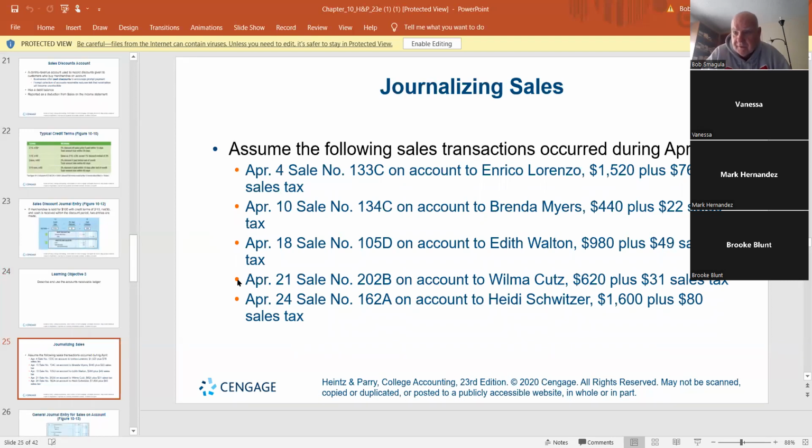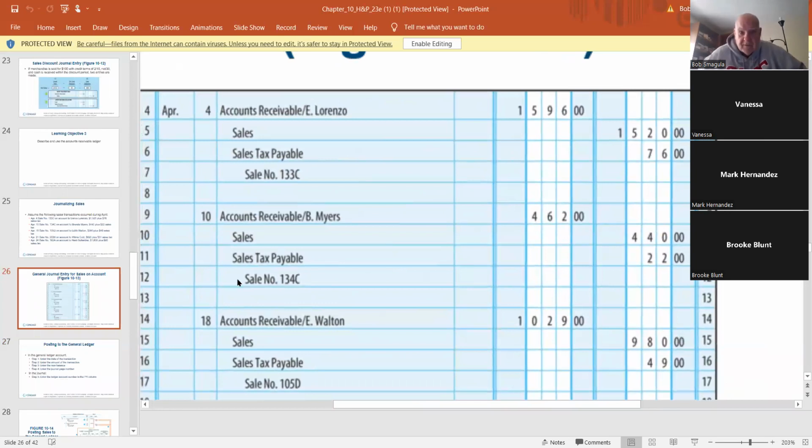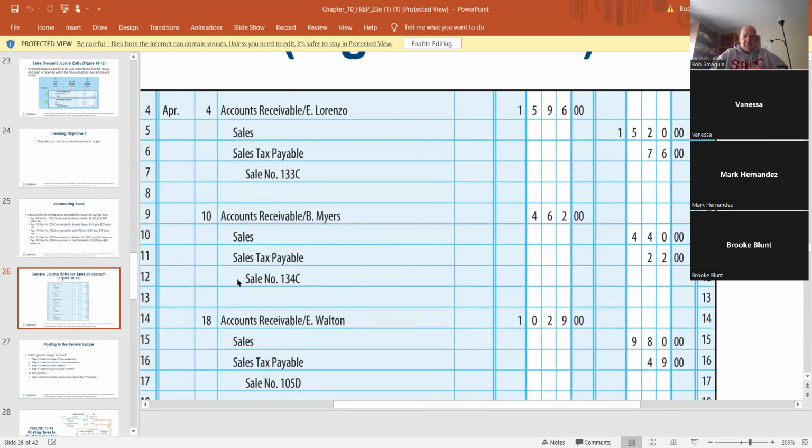Okay. So the sale amount for Enrico is $15.20. That's going to be the credit to sales. The $76 is going to be the credit to sales tax payable. And the AR number is going to be the total of those. Let's take a peek here. Okay, on this particular grid, you've seen one, you've seen them all. We debit accounts receivable for the entire amount of cash that we're going to collect. The sales amount is broken out just for sales and sales tax payable.